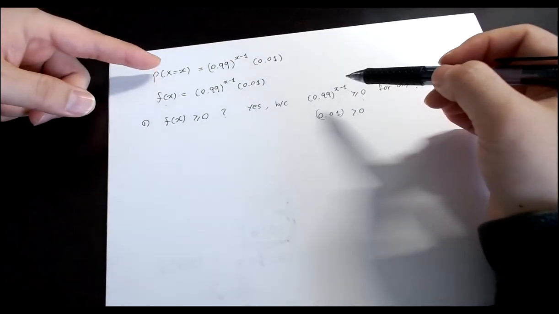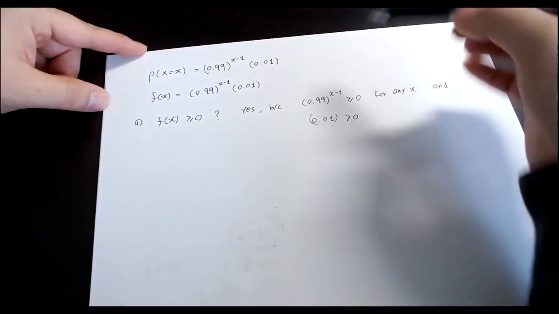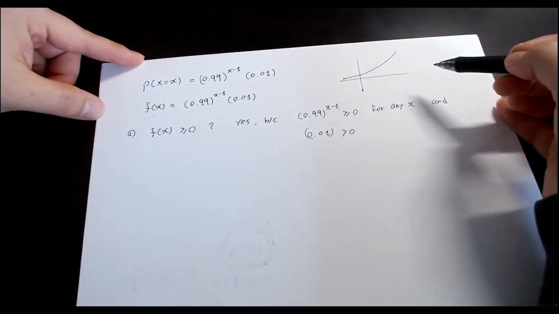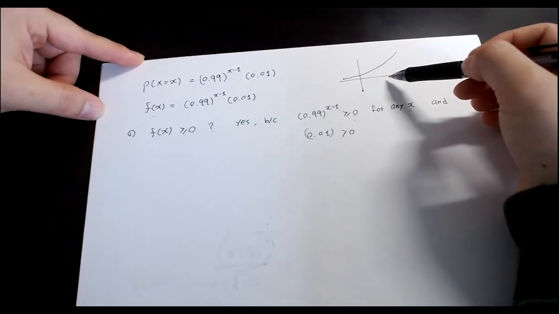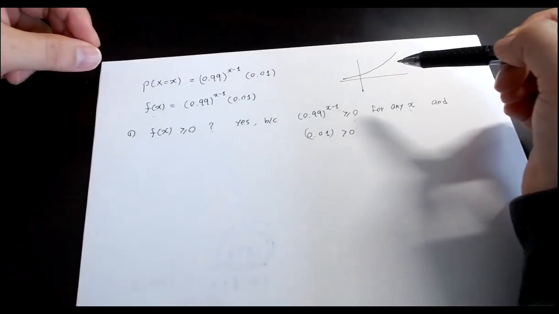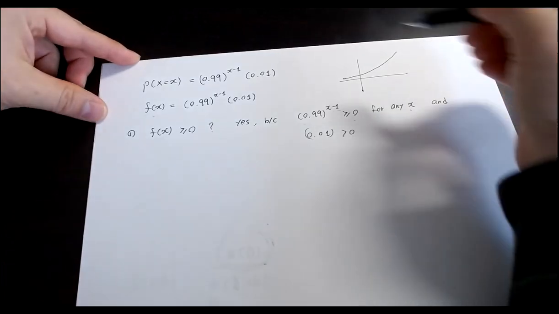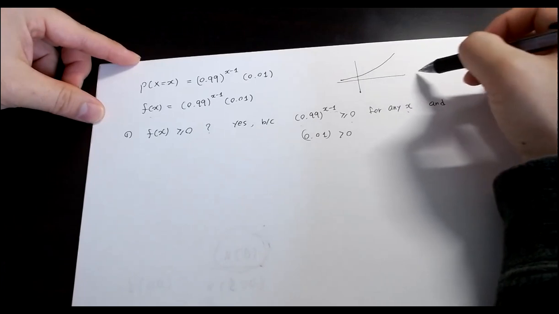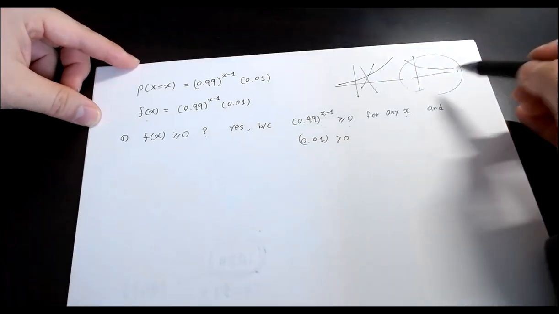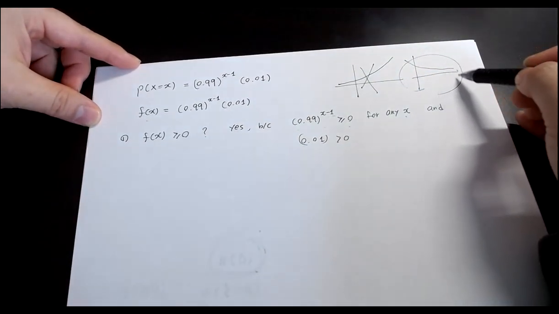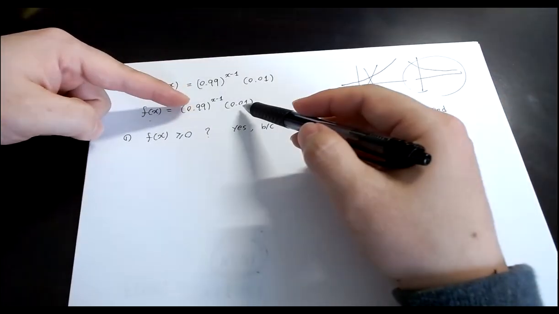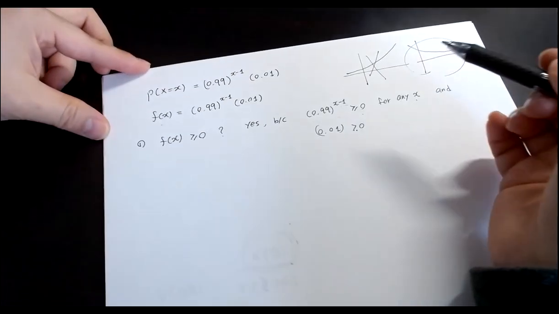Because, you know, what's the graph of this? This one, right? Since the graph never crosses the x-axis, never goes below the x-axis, 0.99 to the x minus 1 must be positive, right? Okay. It should be like this, sorry, not this one. This one, because 0.99 is less than 1, so the graph never crosses the x-axis. And 0.01 is positive. So positive times positive is still positive, right?